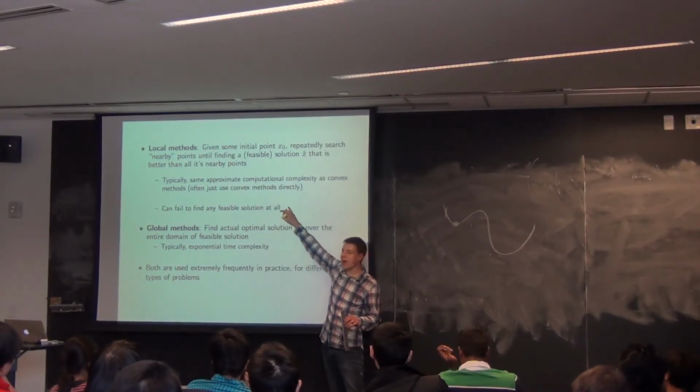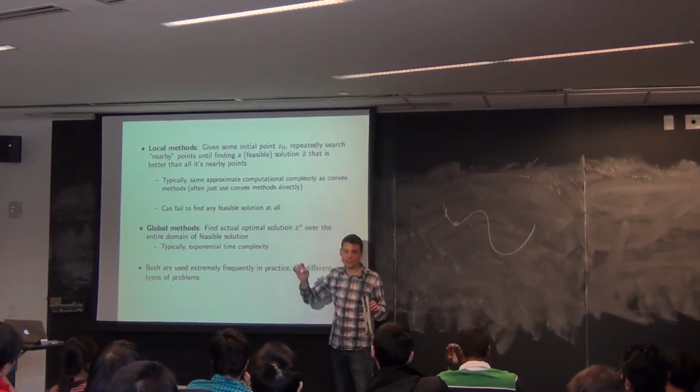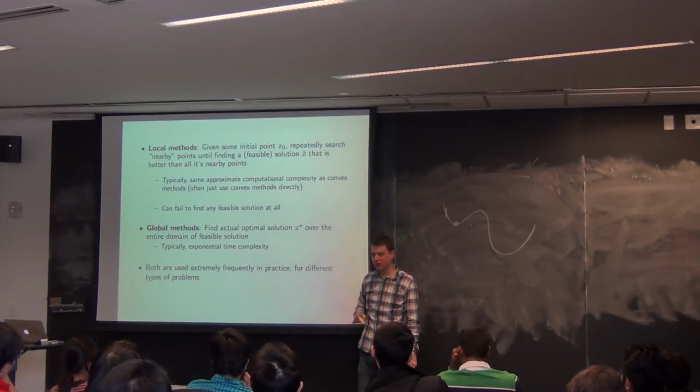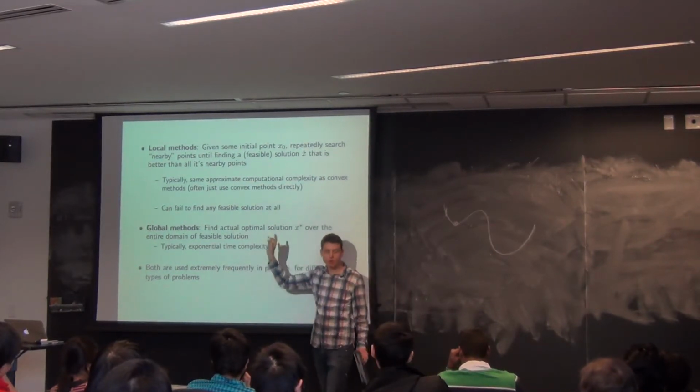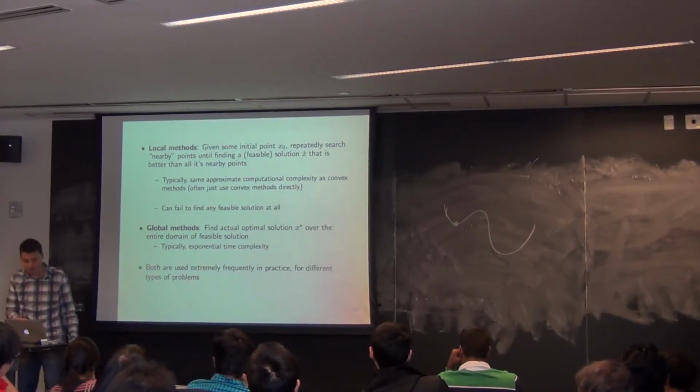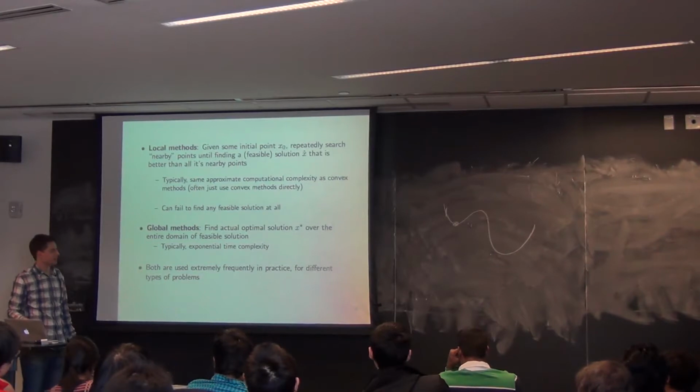And a lot of local methods for optimizing things like robot motion planning, say, where you can't describe it convexly. These things are non-convex, but you're okay with a reasonable solution. Those are local methods. These are both very common in practice and very heavily used.